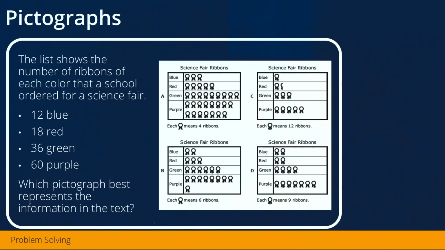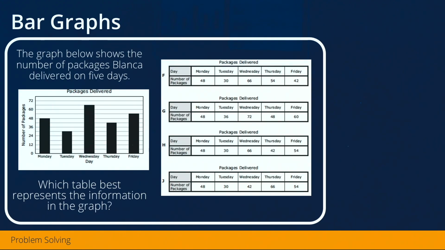Here this word problem says, the list shows the number of ribbons of each color that a school ordered for a science fair. 12 blue, 18 red, 36 green, 60 purple. Which pictograph best represents the information in the text? So here students have to be able to interpret the different keys of these pictographs to choose the pictograph that represents that data.